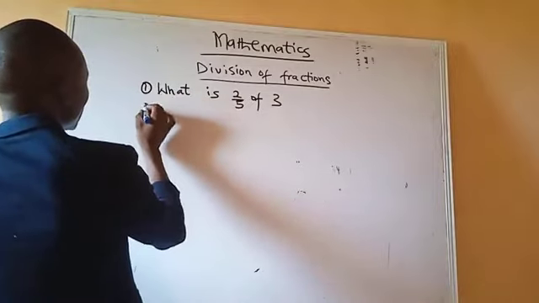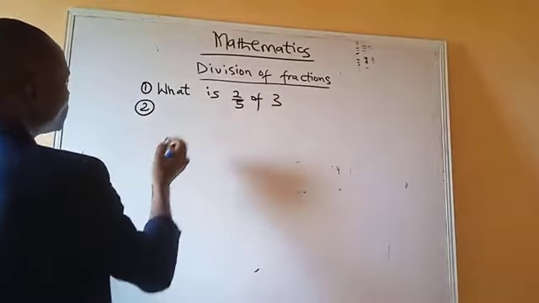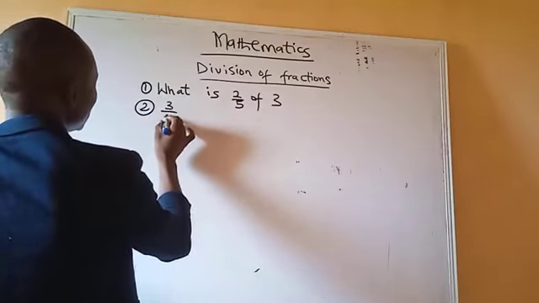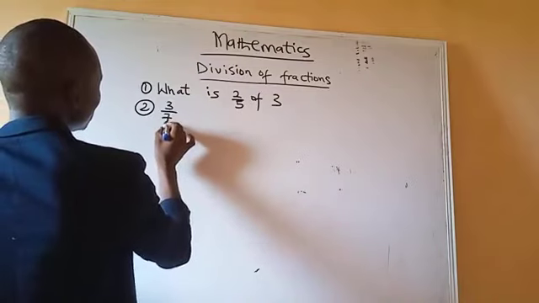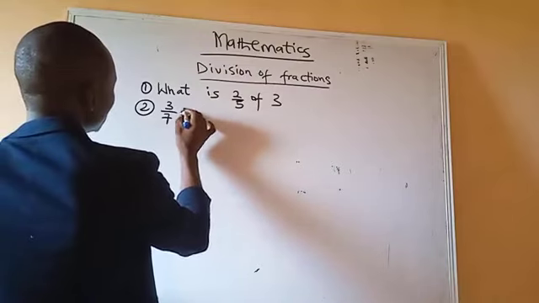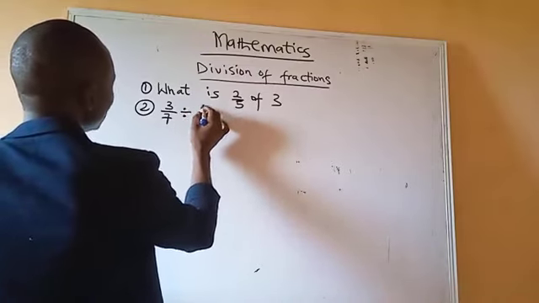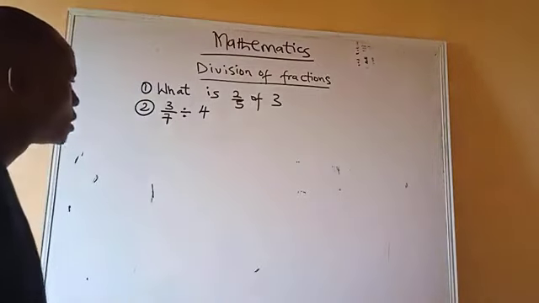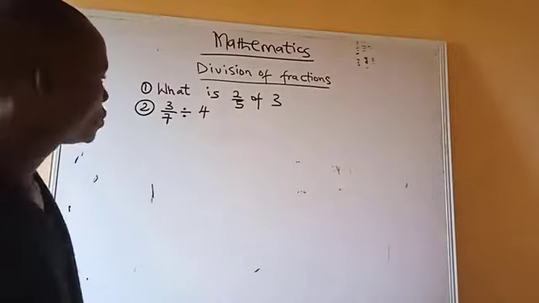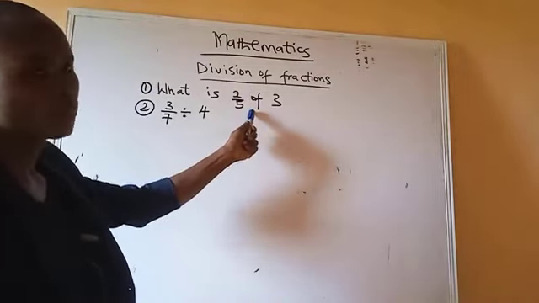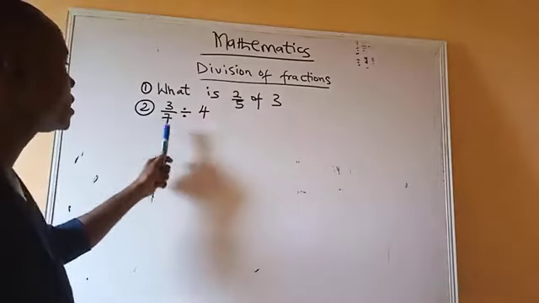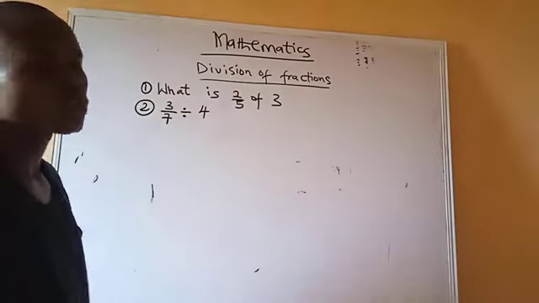Number 2, they may ask you, 3/7 divided by 4. When you are given a question like this or this, what are you expected to do? This actually will take us to multiplication of a fraction. Do you understand? This will take us to multiplication of fraction. This is your normal division of a fraction.